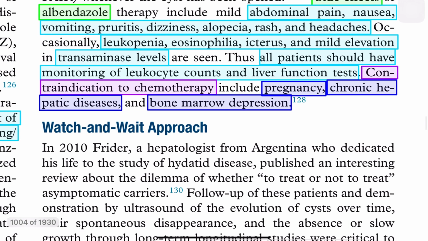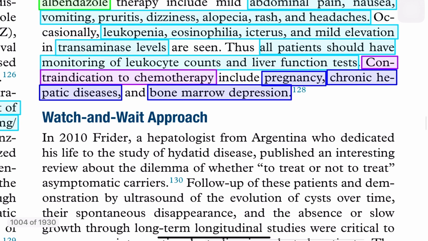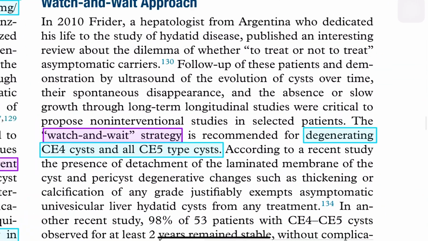Contraindications for chemotherapy are pregnancy, chronic hepatic disease and bone marrow suppression. Pregnancy is the important one. You should not use chemotherapy.